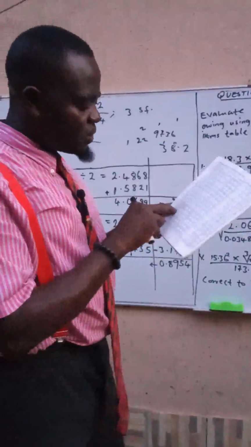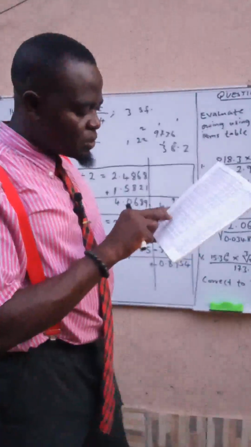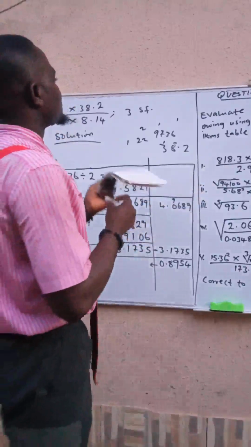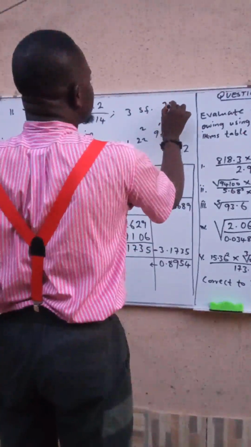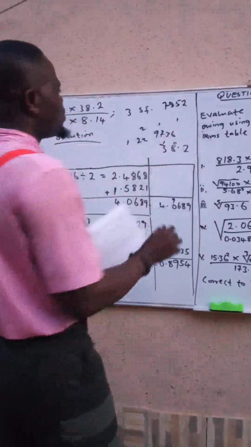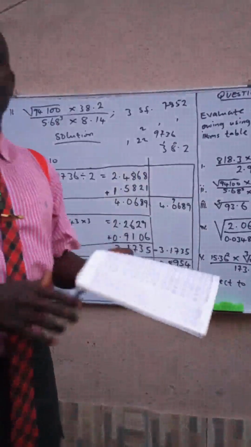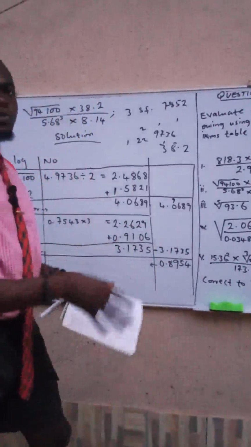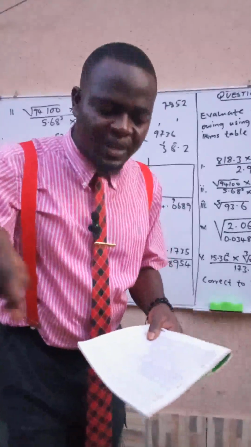The first one is 0. You start counting 1, 2, 3, 4, 5. Under 5 is 7852. Do you know why I wrote it down? Because it has a difference. If it were 3 numbers, I would have just gone straight. So I have to write it down so that I can check the difference.